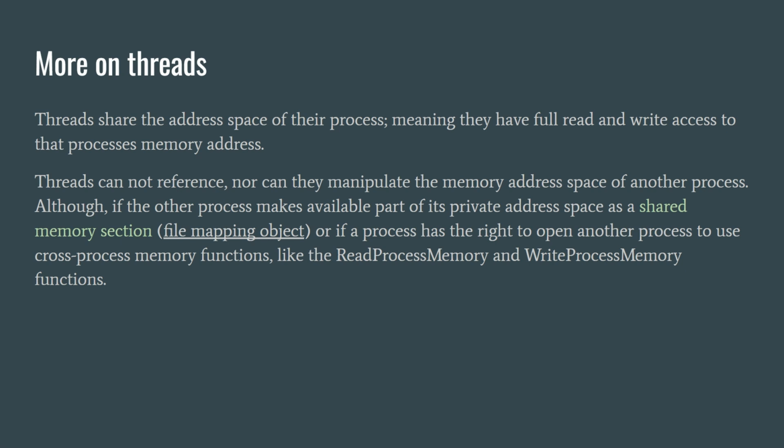But anyways, some processes can also make available a part of their private address space. Usually kernel system files don't allow this. Maybe a user file allows this for some reason, and you're actually able to read and write memory into that process. So this is the only time you'll actually be able to use threads to reference another process's objects or memory space.